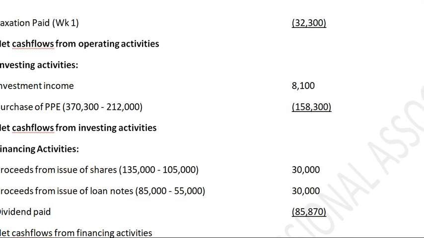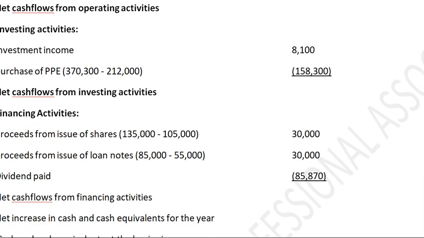Is that taking place? Yes, sir. Please use the cost. Thank you for that question. So we have 370,300 minus 212,000 gives us 158,300. When we enter, we have 150,200. And so now let's go to the financing activity. Any other question before we go to the financing activity?